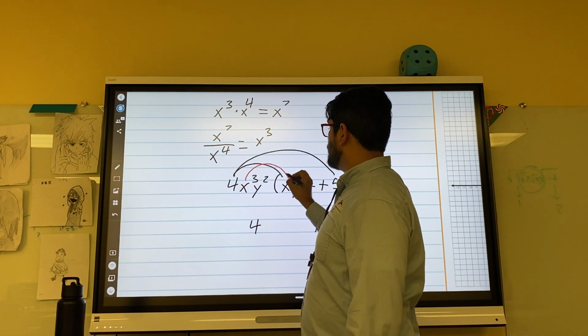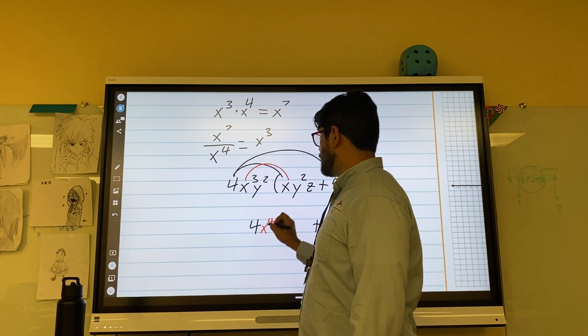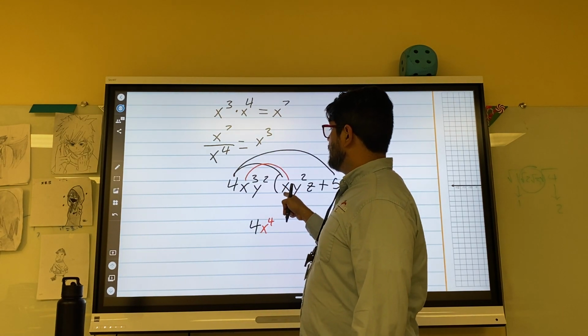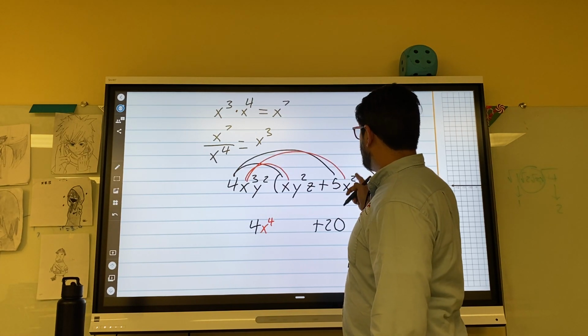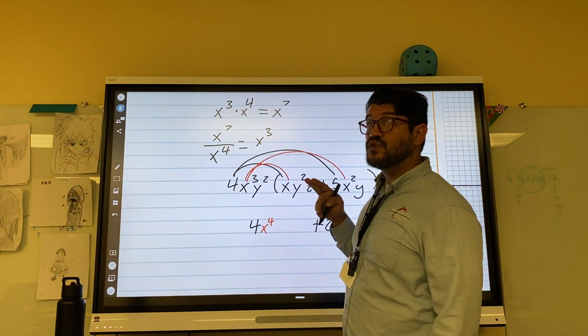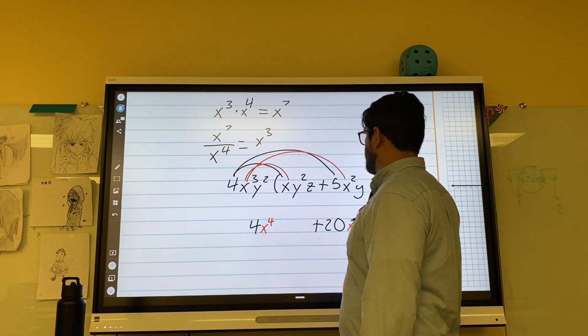X's go with x's. So x to the 3rd times an x is going to leave you with x to the 4th, because that's one x right there. And then the next one will be x to the 3rd times x to the 2nd. They're multiplying, which means the exponents are adding. So that's going to be x to the 5th.